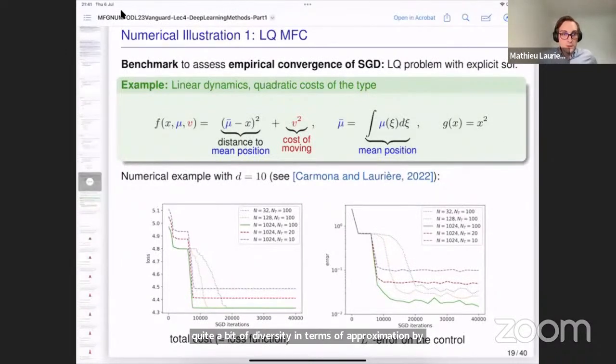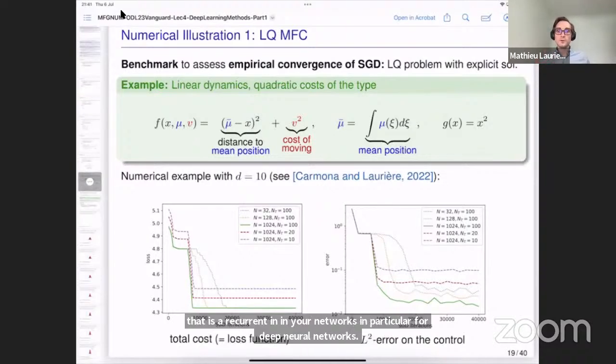And the second question, what can we do if we have a vanishing gradient, for example? So that's a good point indeed. Sometimes the gradient just becomes 0. So sometimes it's small for a while, or sometimes it's 0 completely. And this is a problem that is recurrent in neural networks, in particular for deep neural networks. It's not specific to mean field games here.